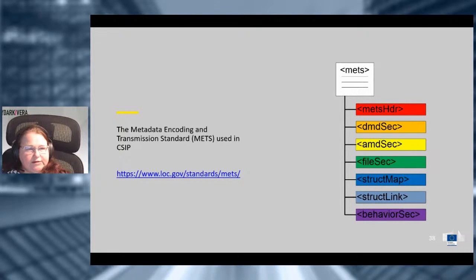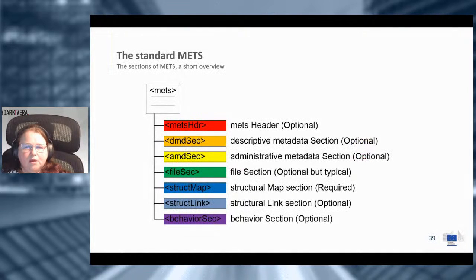When we look at the standard itself, it has different parts. And I'm going to go through these different parts, and as I said, it's a crash course. So the METS standard has these 7 sections. You have METS being the top element, since we are talking XML here. METS is the top element that gathers all the sections. The first one is the METS header.